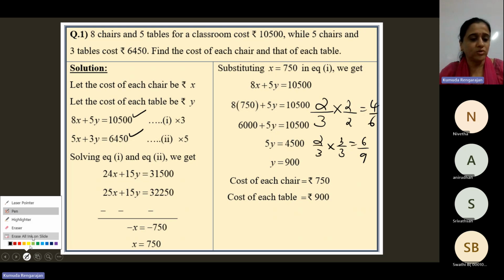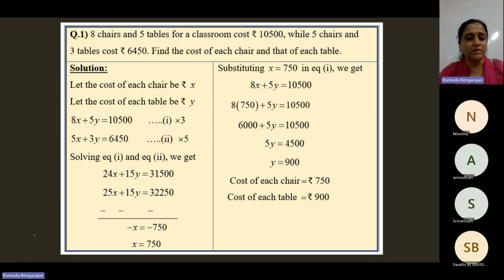So you want to eliminate, so you decide which one you want to eliminate. Here I want to eliminate y. You can even eliminate x, but I want to eliminate y. So I have to make the coefficients of y in the two equations the same number using LCM. So you multiply the first equation by 3 and the second equation by 5.